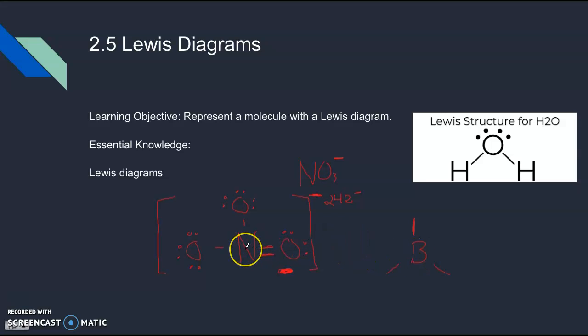You can also have center atoms that go higher than 8. Most elements stick to the octet rule, but if you have an element in the 3rd period or below, they can go up to 10 or 12 because they have d orbitals that can be occupied.